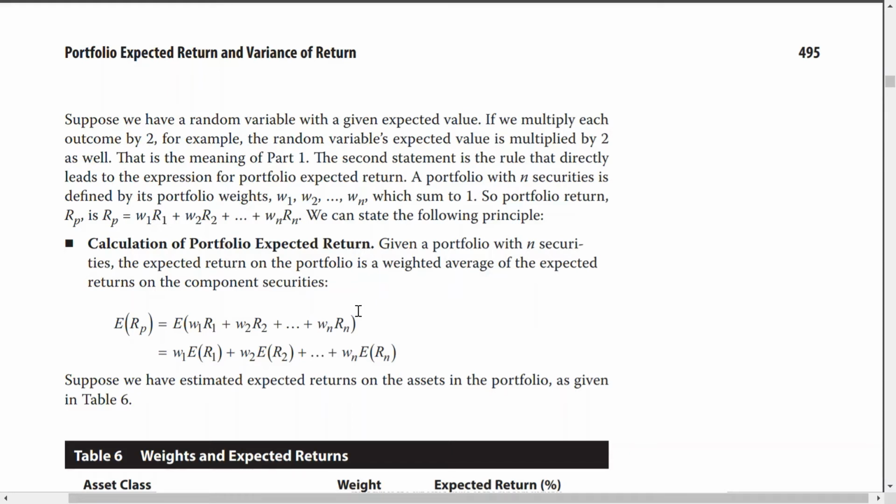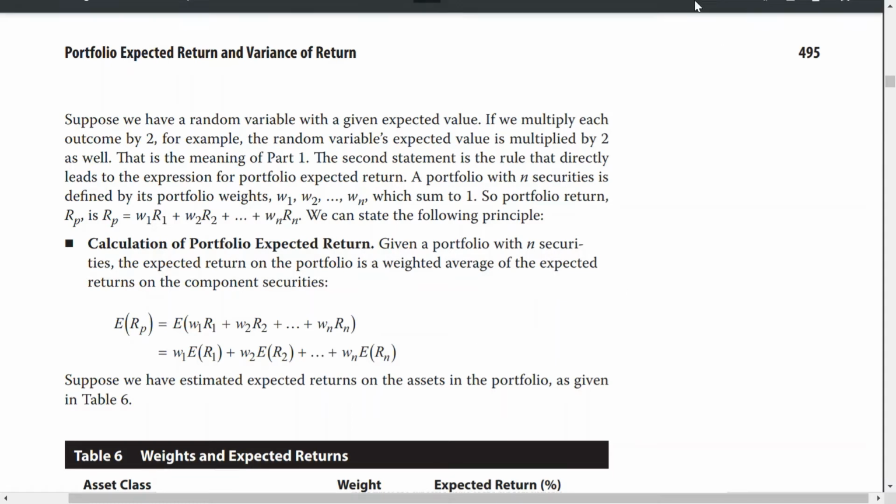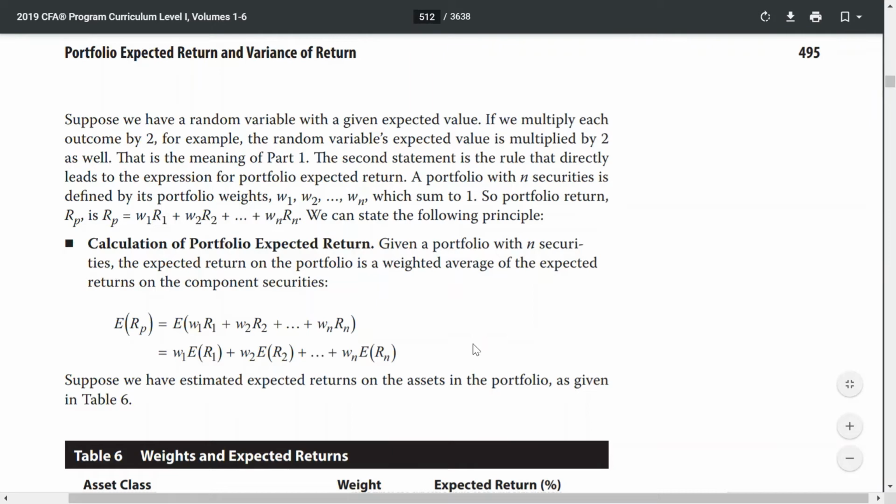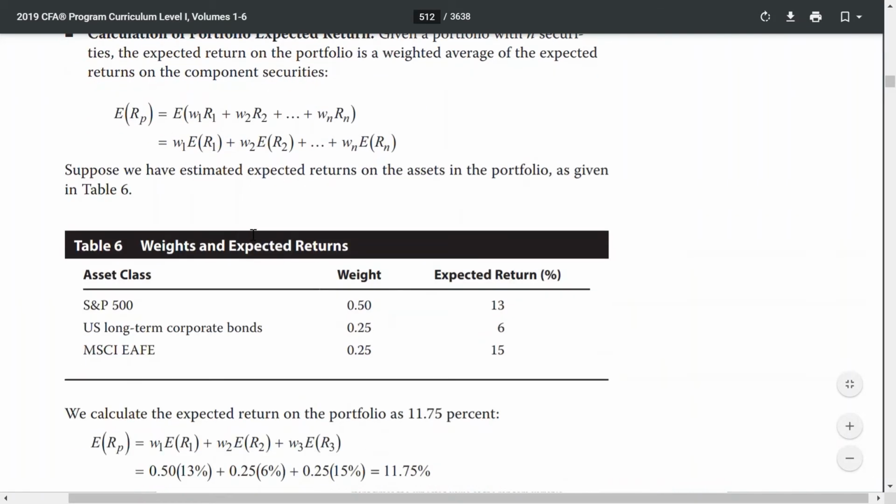We could state the following principle. Calculation of portfolio expected returns: given a portfolio with n securities, the expected return of the portfolio is the weighted average of the expected returns on the component securities. So this is just intuitive. You should know this even without knowing the formula.